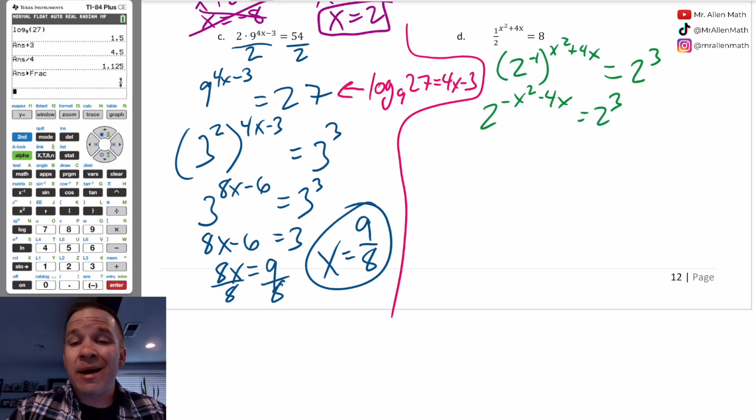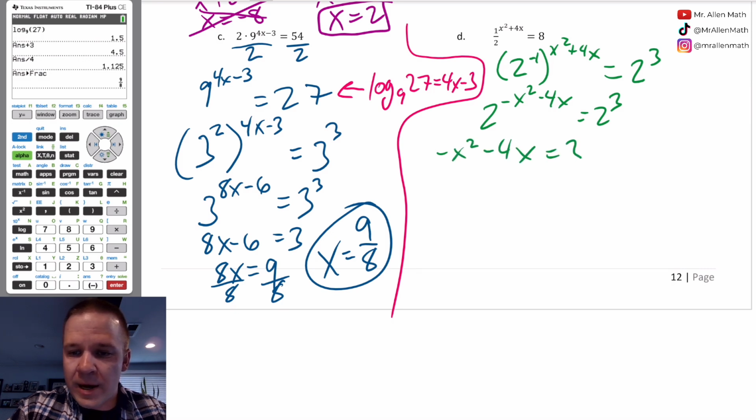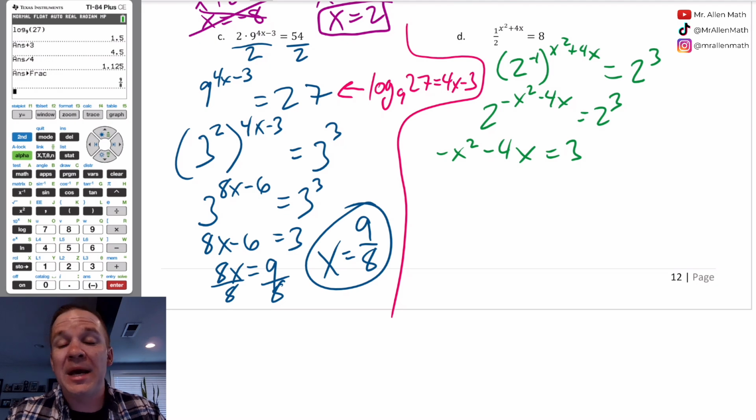And then I can set my exponents equal just like we did before. So I got negative x squared minus 4x equals positive 3. I'm going to set everything equal to 0. But I'm going to bring everything to the right-hand side because I want that x squared to be positive, right? Do not try to factor with a negative leading coefficient.